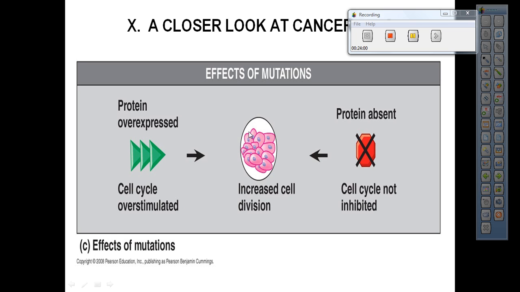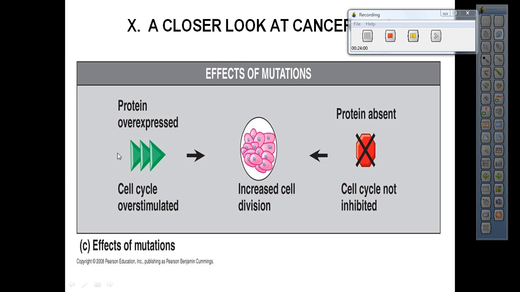We are almost done. The last diagram, and then we're done with this, is just putting together the whole picture, the effects of mutations. If we've got too much protein or the cell cycle is overstimulated, which you can see here in the green, that leads to increased cell division. Increased cell division is uncontrollable cell growth, and that leads to cancer. You can also have this occur based on the right side. If the protein that is supposed to inhibit the cell cycle is missing, the red protein, that's going to lead to increased cell growth.